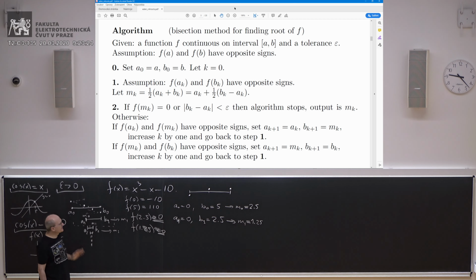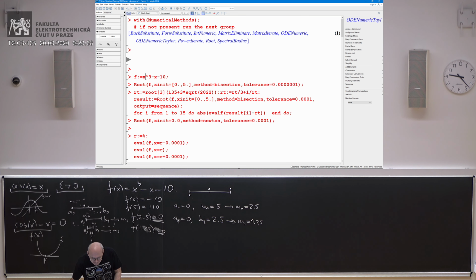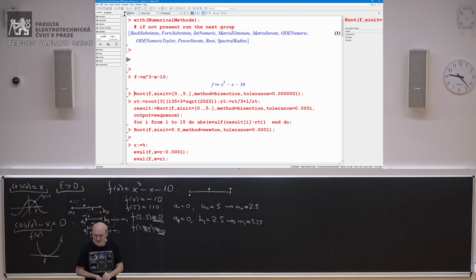So there are some little things that one has to be careful about when implementing this procedure. But otherwise, it's fairly reliable, it seems. So let's try some example. We switch to Maple. I'm going to enter the function x cubed minus x minus 10. Yeah, that's the right one. And now I will ask for the root of it.